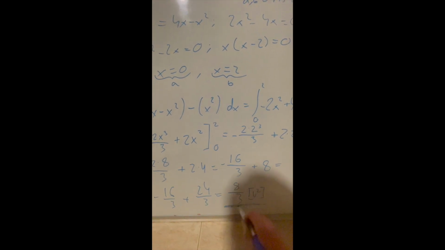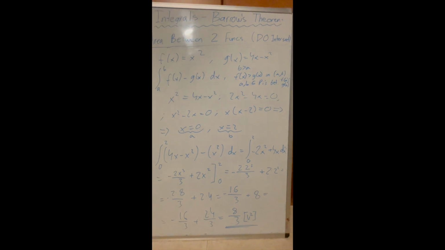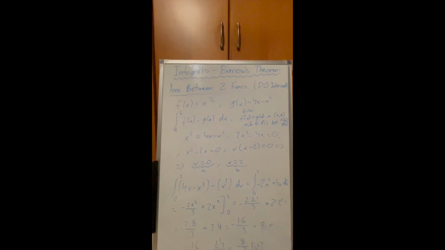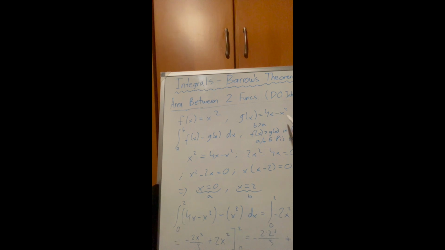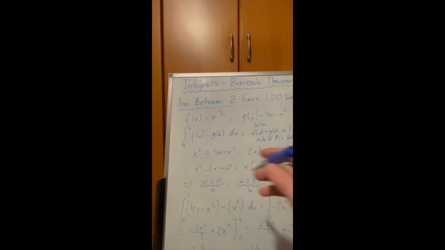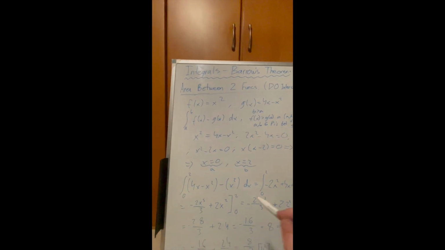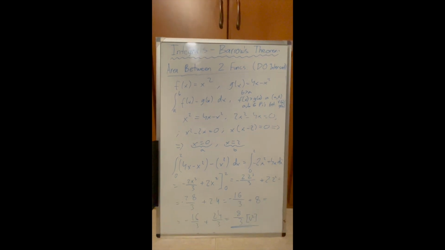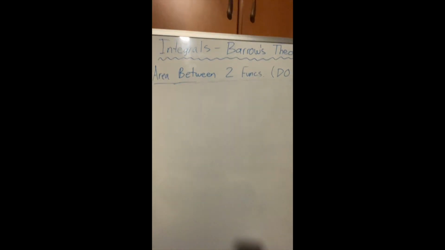And that is our answer. 8 over 3 units squared is the area between the curve 4x minus x squared and x squared between the two intersection points 0 and 2. Let's practice with another example.